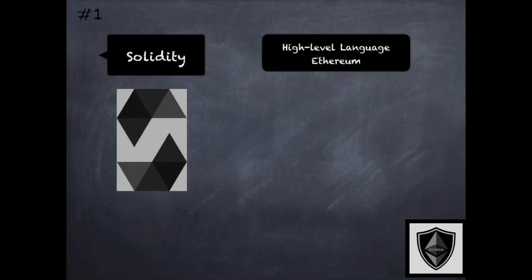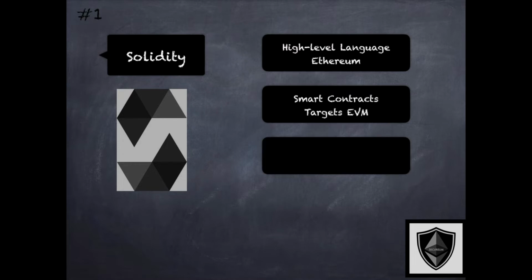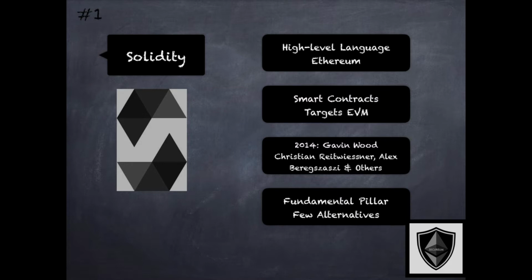Solidity is a high-level language for writing smart contracts on Ethereum. It targets the underlying Ethereum virtual machine that's fundamental to how Ethereum works. Solidity was proposed in 2014 by Gavin Wood, was later developed and continues to be developed by Ethereum's Solidity team, led by Dr. Christian Reitwiessner, Alex Beregszaszi, and others. And given that Solidity is so commonly used and there are so few alternatives to high-level languages on Ethereum, this has become really a fundamental pillar to smart contracts on Ethereum and therefore the security of smart contracts on Ethereum.